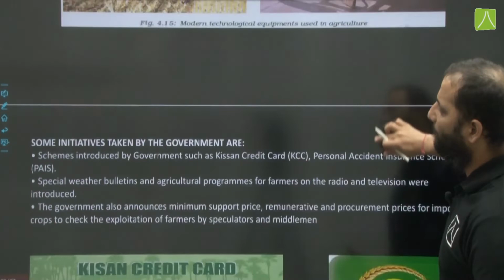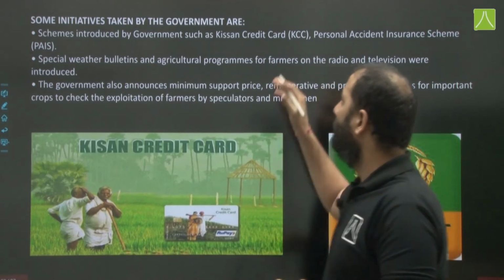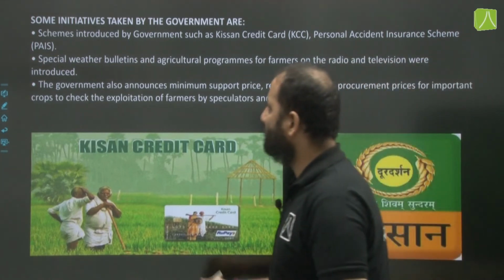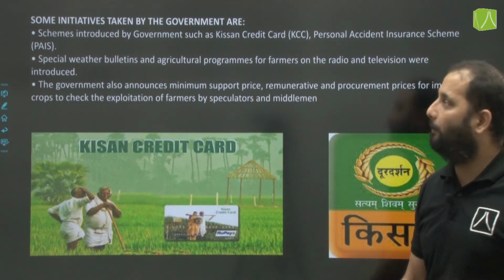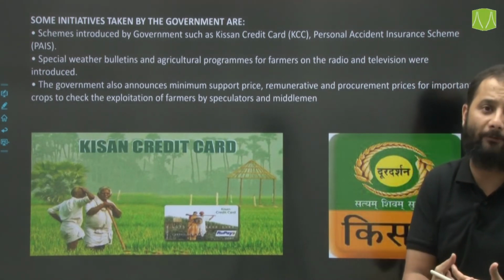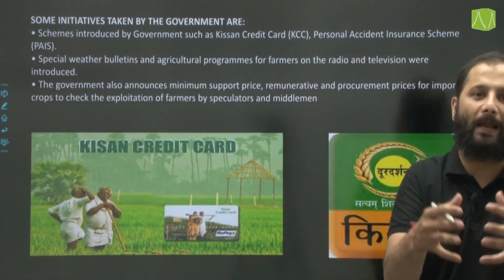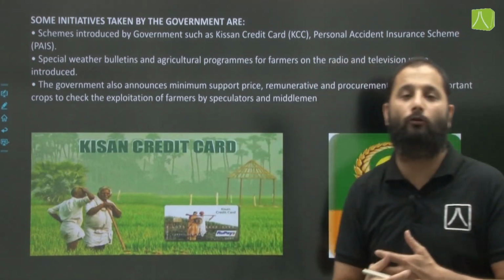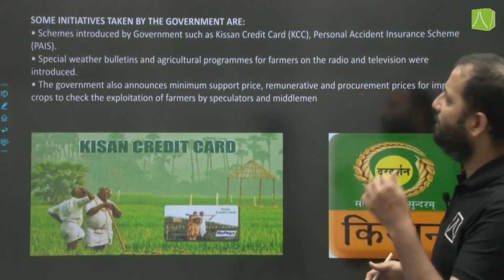All these were measures introduced by the government to improve the status of agriculture in India. Apart from this, other schemes introduced by the government include the Kisan Credit Card, KCC, the Personal Accident Insurance Scheme, PAIS, special weather bulletins, and different agriculture programs aired on radio and television in local vernacular languages for farmers to understand how they can improve their agriculture, how they can produce more from the given piece of land they have, and what new crops or new methods in farming they can implement.